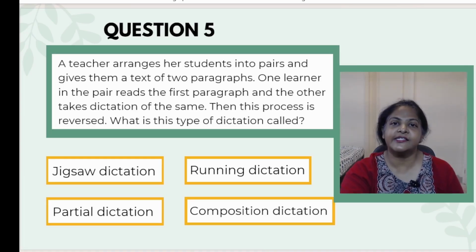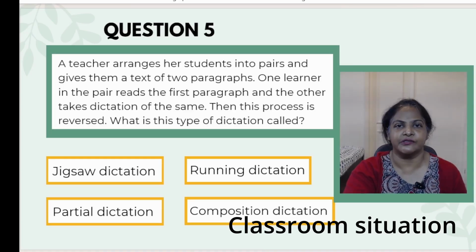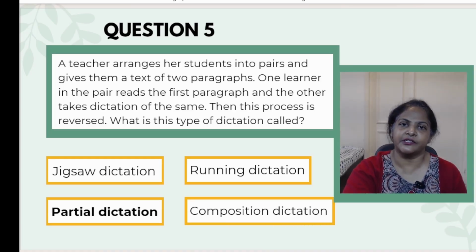So again, this is a T, a type is being asked, and we use the framework, what is a classroom situation. The answer is partial dictation. Now you may ask, what was the difference between question 4 and question 5? Both of these are actual CTET questions, and in one they called it pair dictation and the other it is a partial dictation. Okay, so pair dictation is a very broad term.